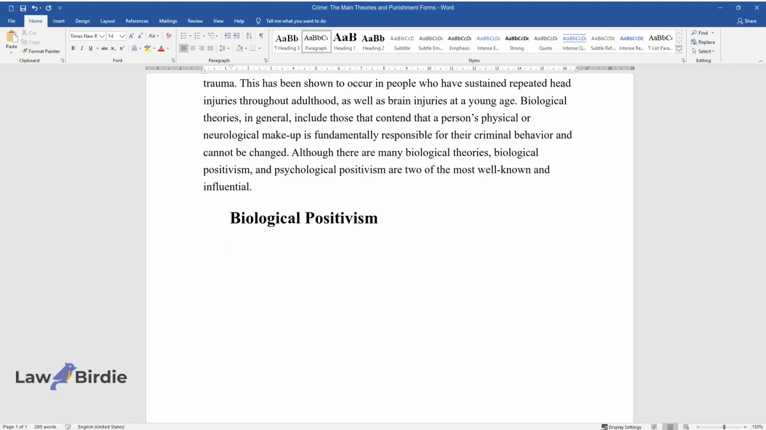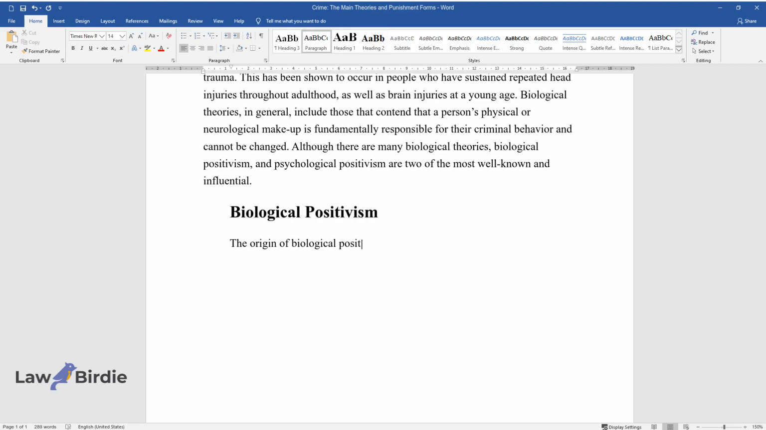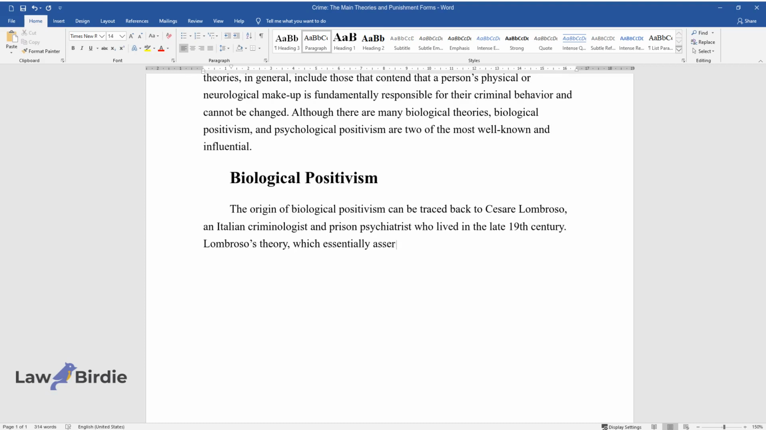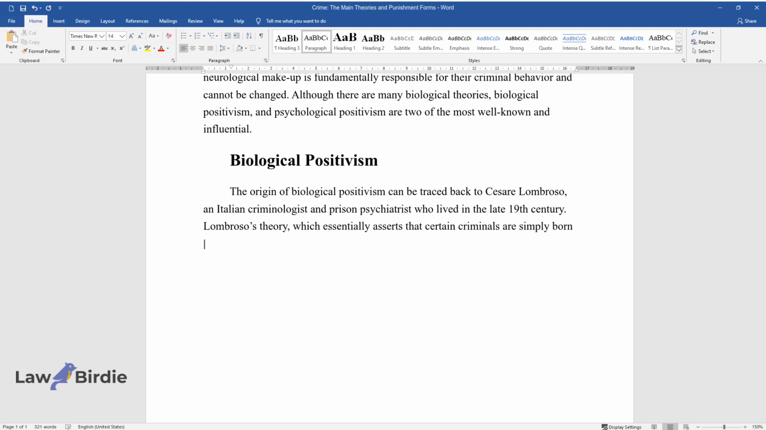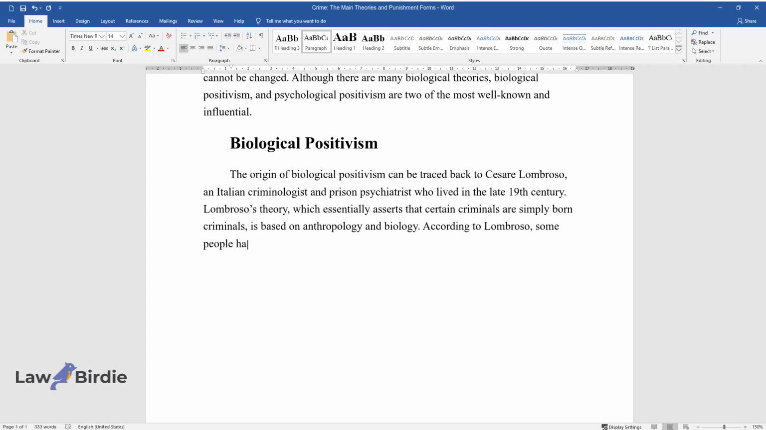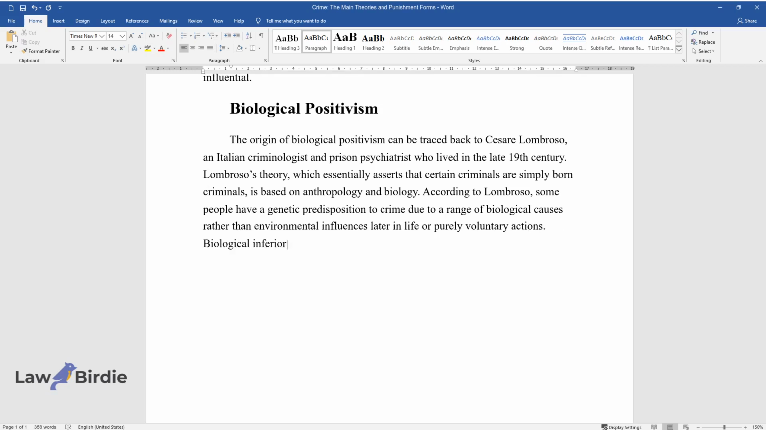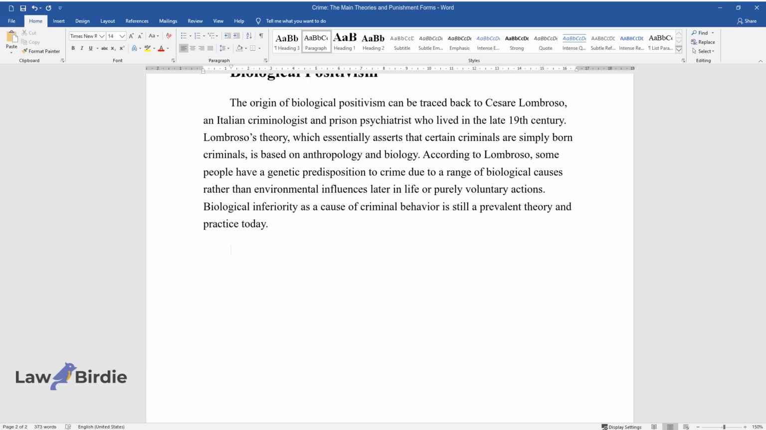Biological positivism. The origin of biological positivism can be traced back to Cesare Lombroso, an Italian criminologist and prison psychiatrist who lived in the late 19th century. Lombroso's theory, which essentially asserts that certain criminals are simply born criminals, is based on anthropology and biology. According to Lombroso, some people have a genetic predisposition to crime due to a range of biological causes rather than environmental influences later in life or purely voluntary actions. Biological inferiority as a cause of criminal behavior is still a prevalent theory in practice today.